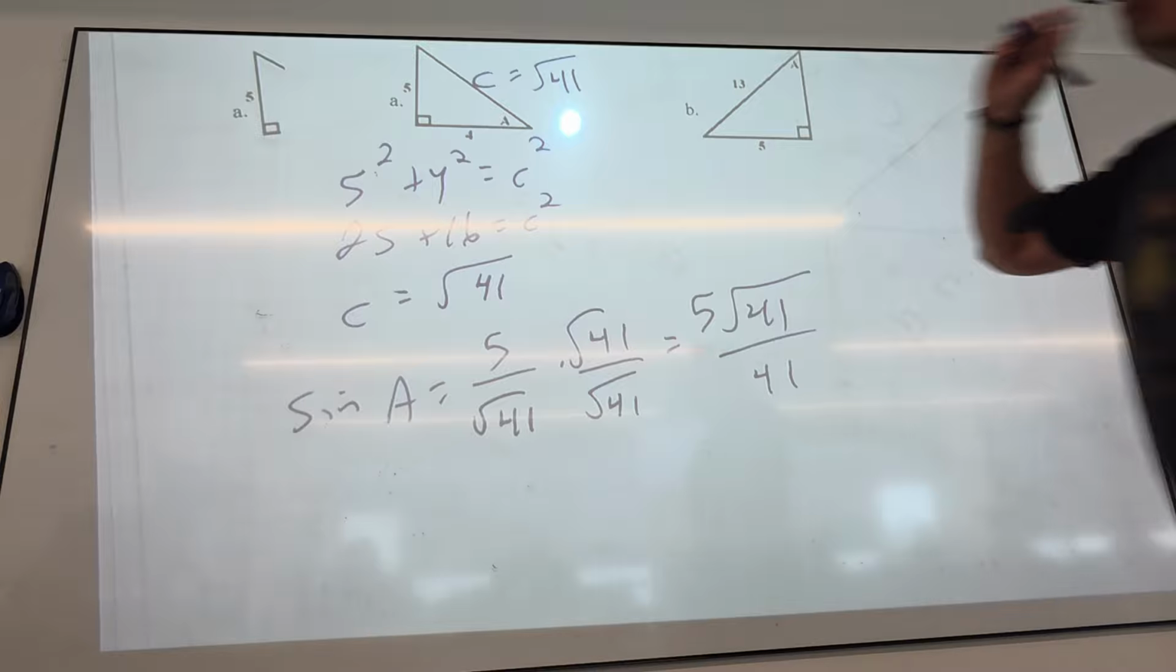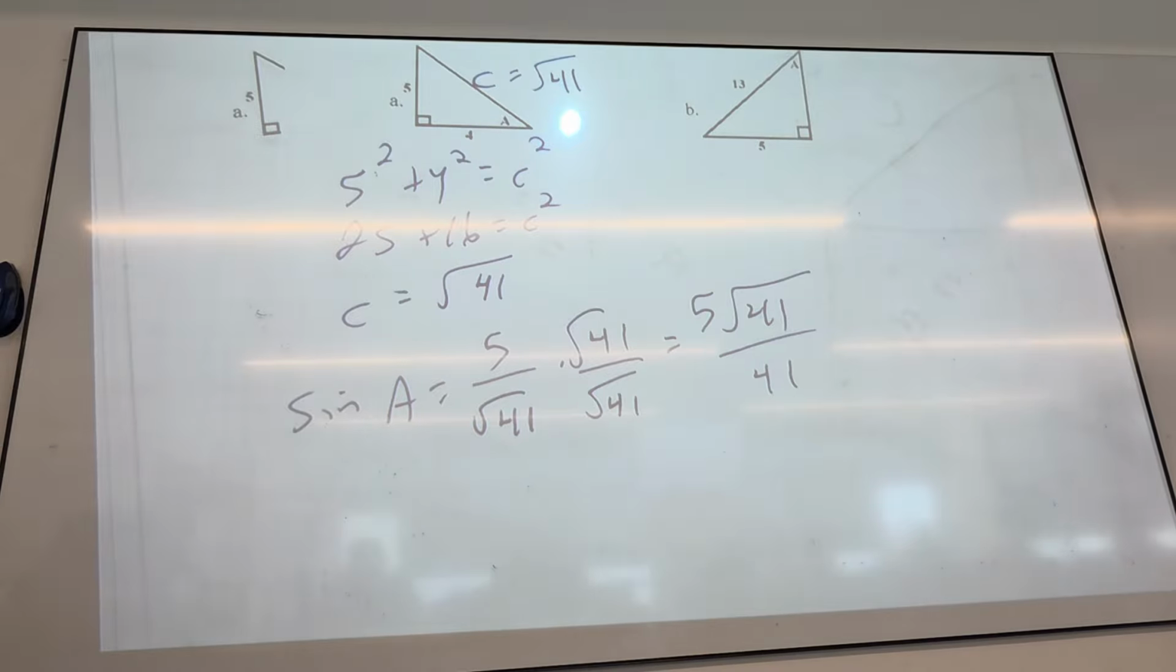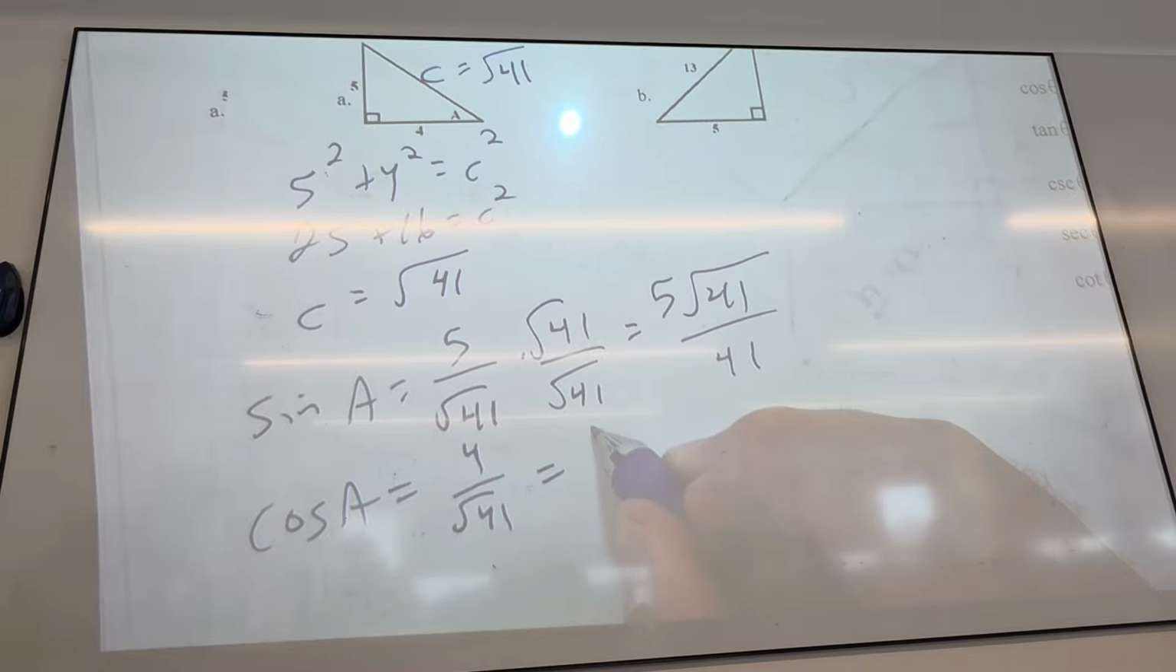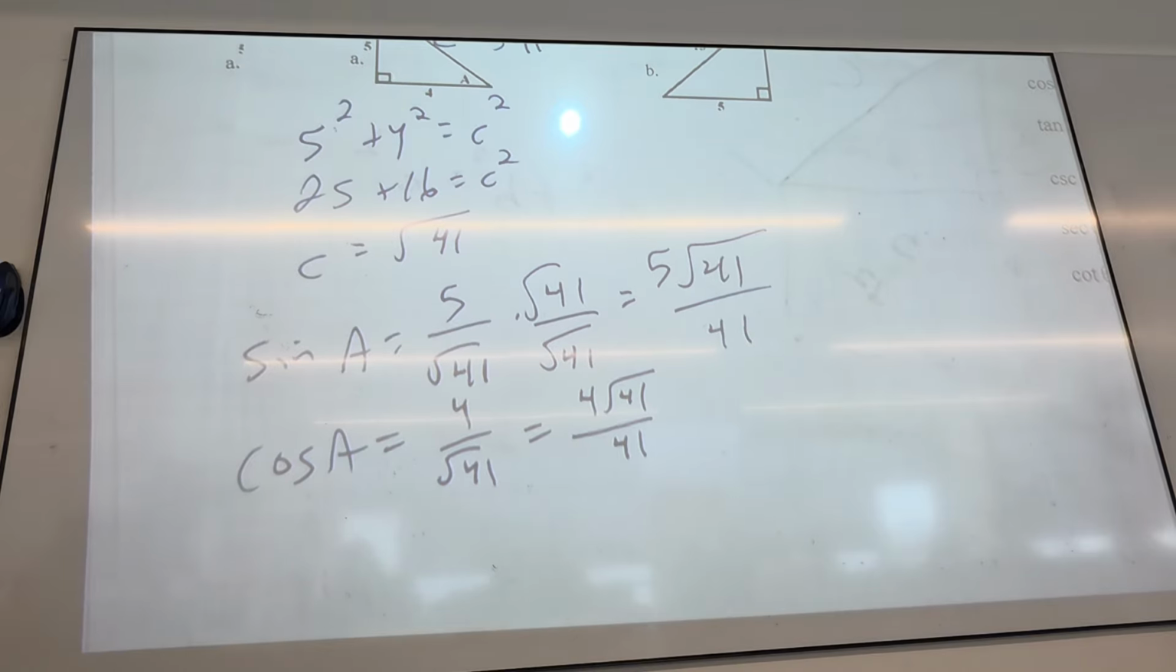So with that in mind, what's cosine of A? 4 over square root of 41. Yeah, 4 over square root of 41. Can you guys see what this is going to become now? 4 square root of 41 over 41. Total. Kick ass.